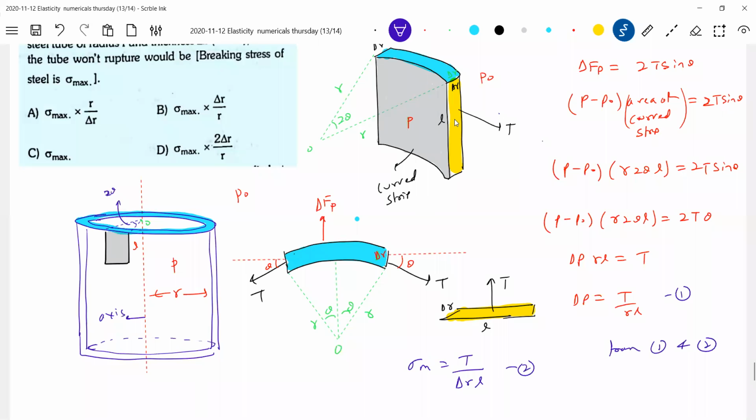T by L, I can write as sigma M into delta R. Therefore delta P is equal to sigma M into delta R by R. Sigma M or sigma max. So the excess pressure is related to breaking stress by delta R by R. What is delta R? The increment in radius. The particular pipe will try to expand. It has radius R, and it will have a slight expansion.